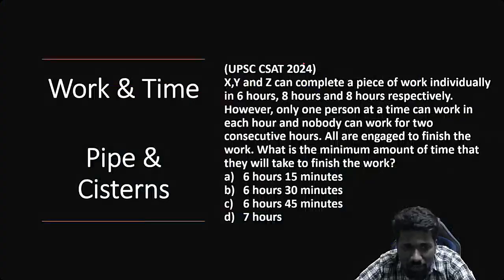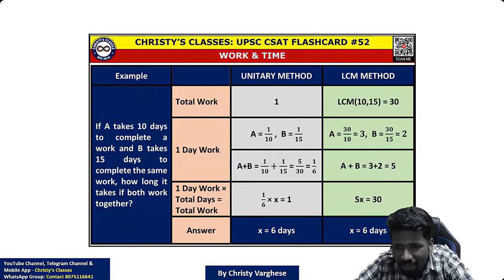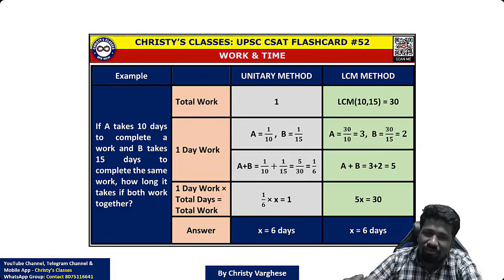Then the next unit is work and time, pipe and cistern. Pipe and cistern is just a type of question of work and time itself. This was a 2024 question from the work and time chapter. Here, if you know the unitary method and the LCM method, it is super easy to finish this question.